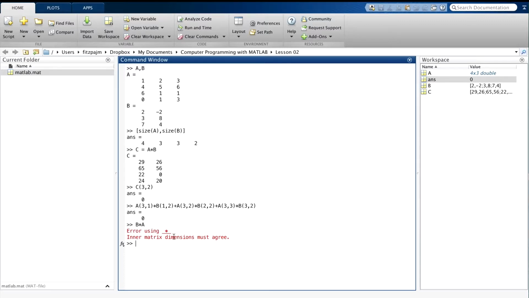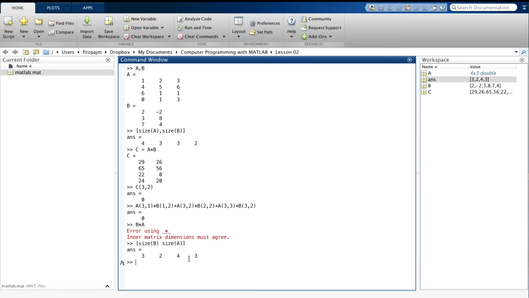And to show that it's right to complain, let's put the dimensions for B times A into a row vector just as we did for A times B. So size B this time, size A. Sure enough, the inner dimensions, 2 and 4, are not equal. So MATLAB's right. But then MATLAB's always right. So that's how matrix multiplication is carried out. But when might you want to use matrix multiplication?